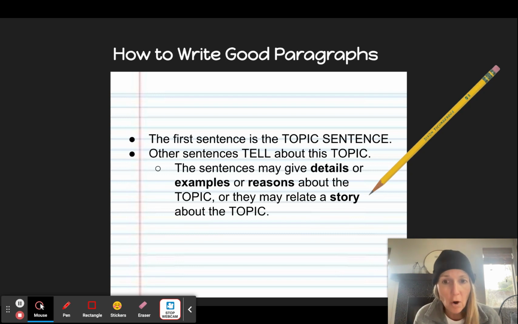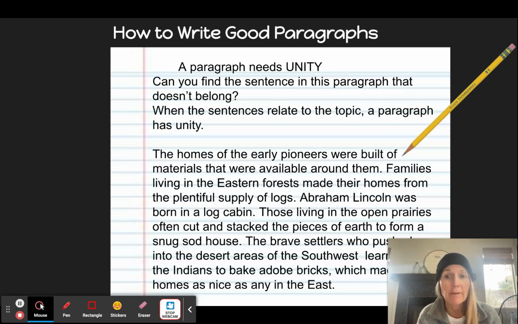So, as you know, we've talked about this. The first sentence is your topic sentence. That's going to tell what the rest of the paragraph is about. And then every other sentence after that tells about this topic. So the sentences may give details or examples or reasons about the topic, or they may relate a story about the topic. But that's what you need to do within your paragraph.